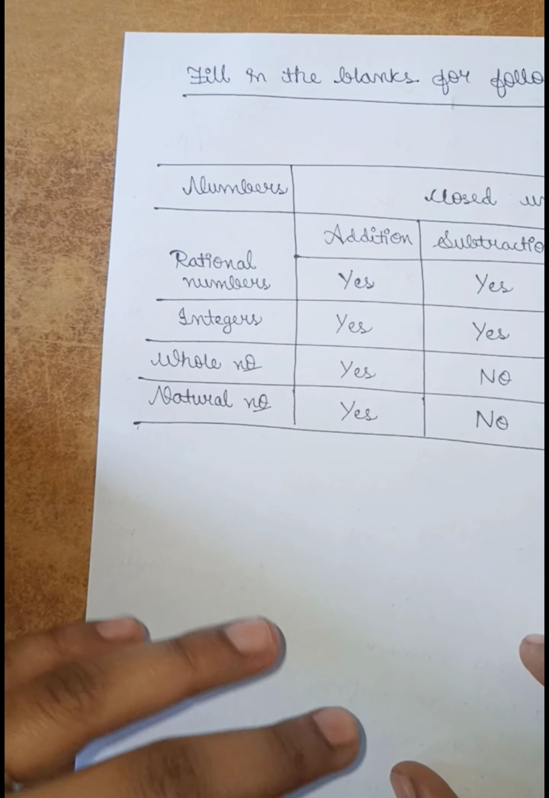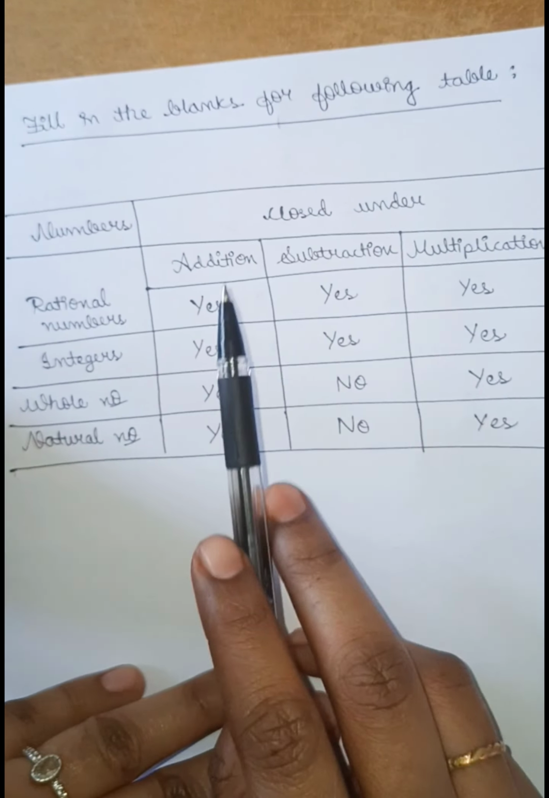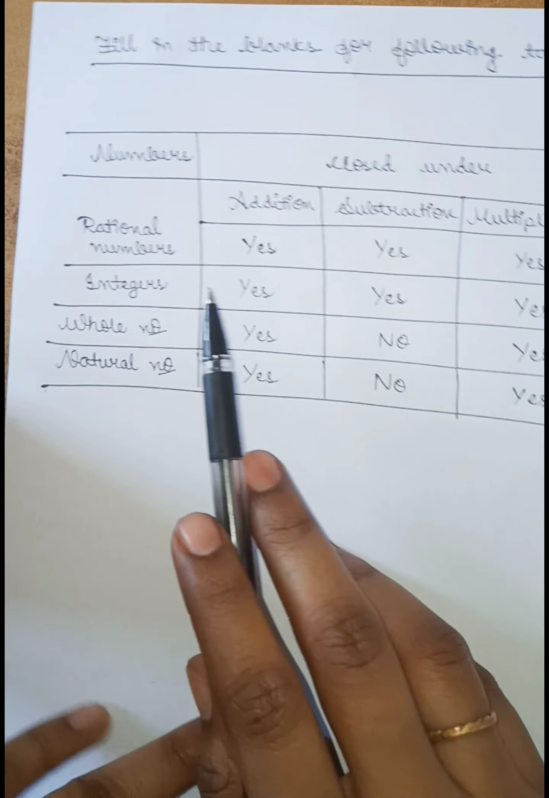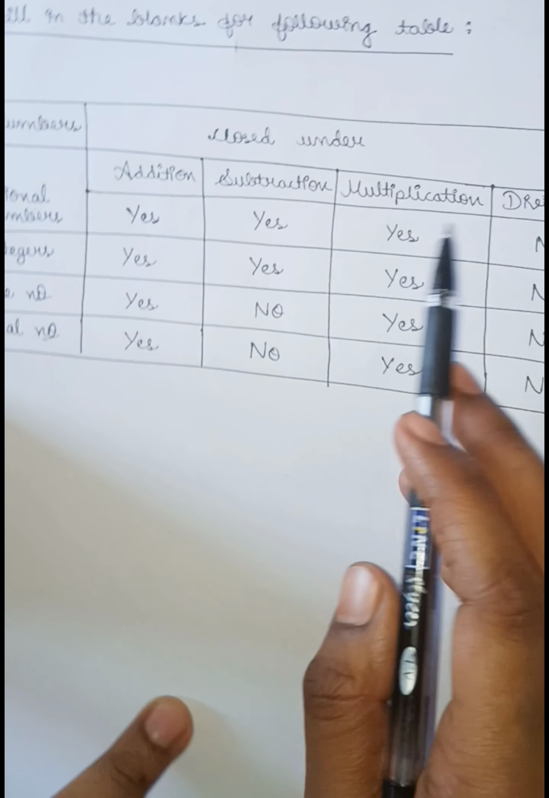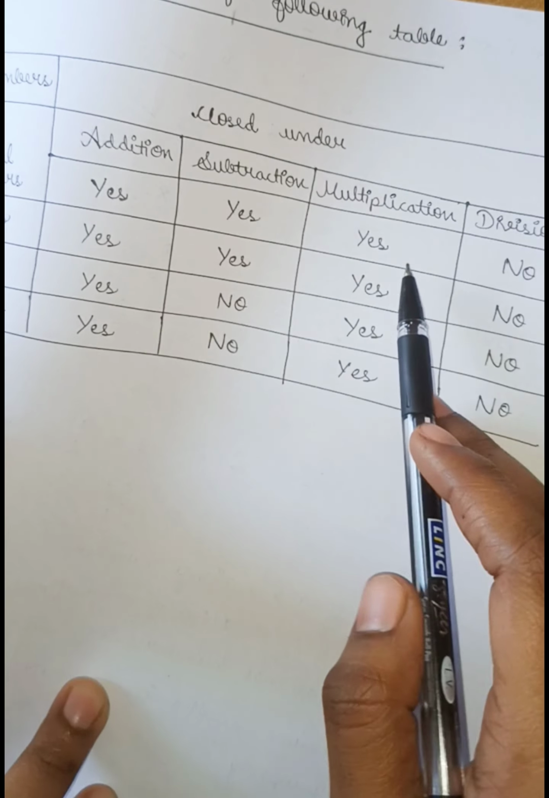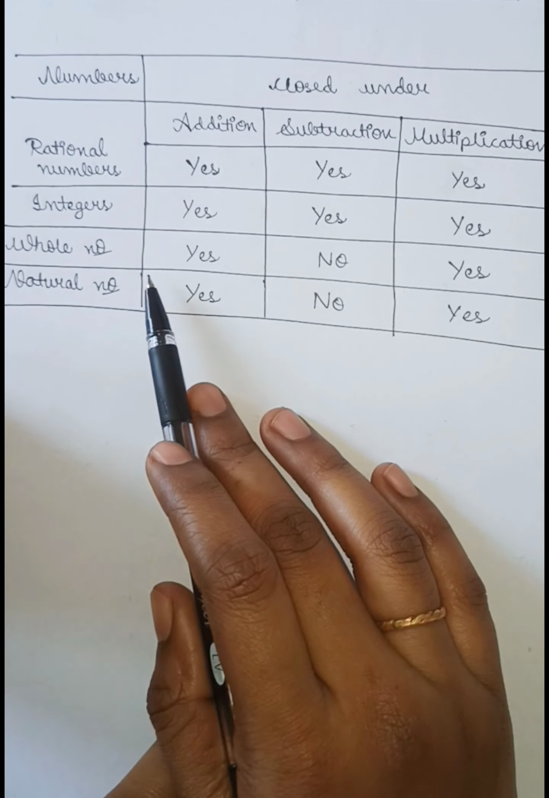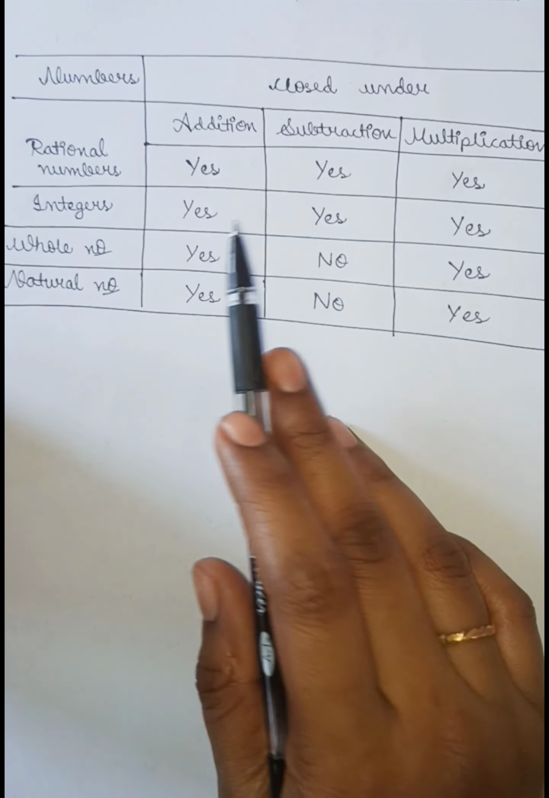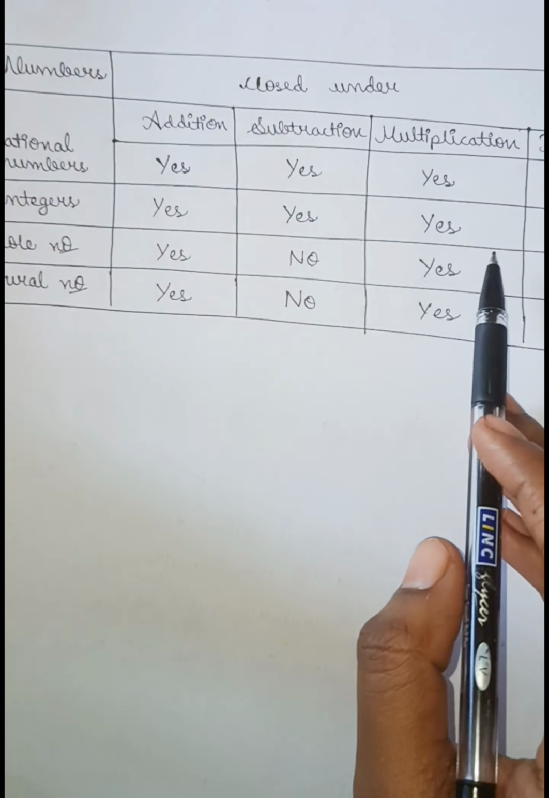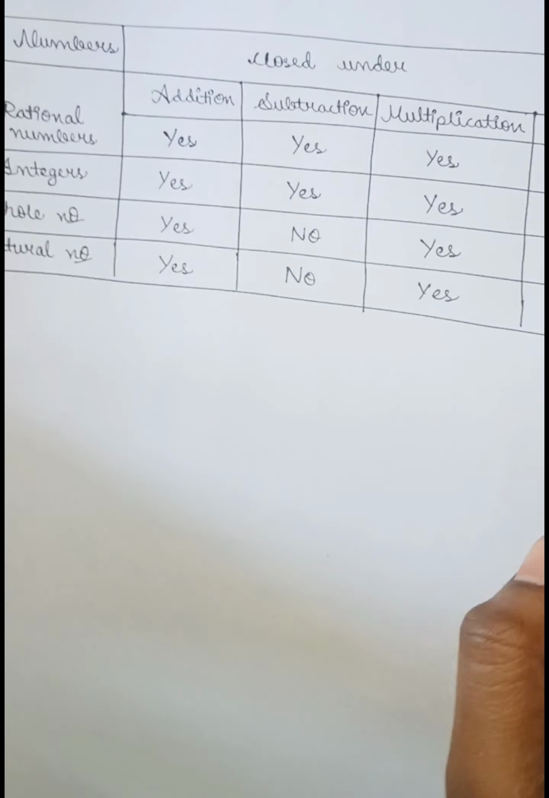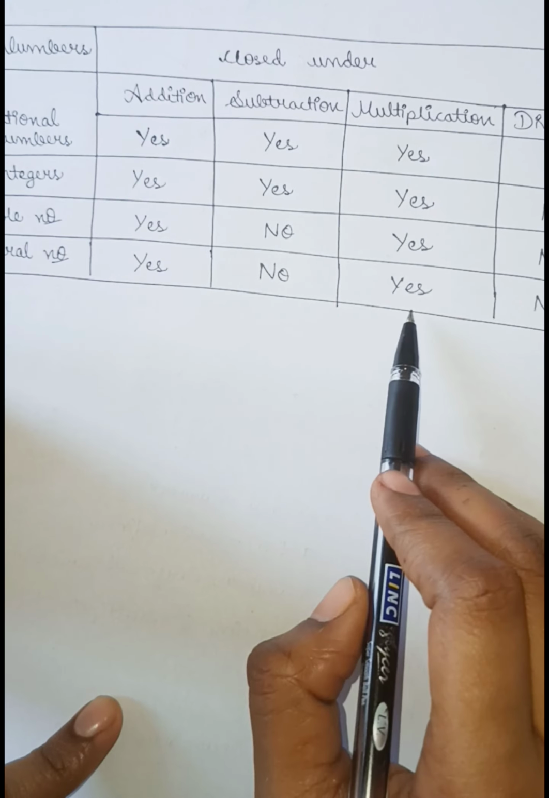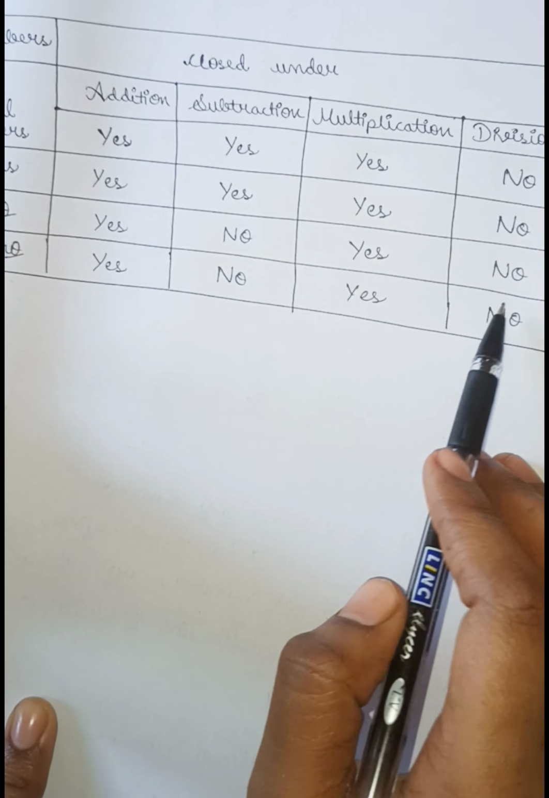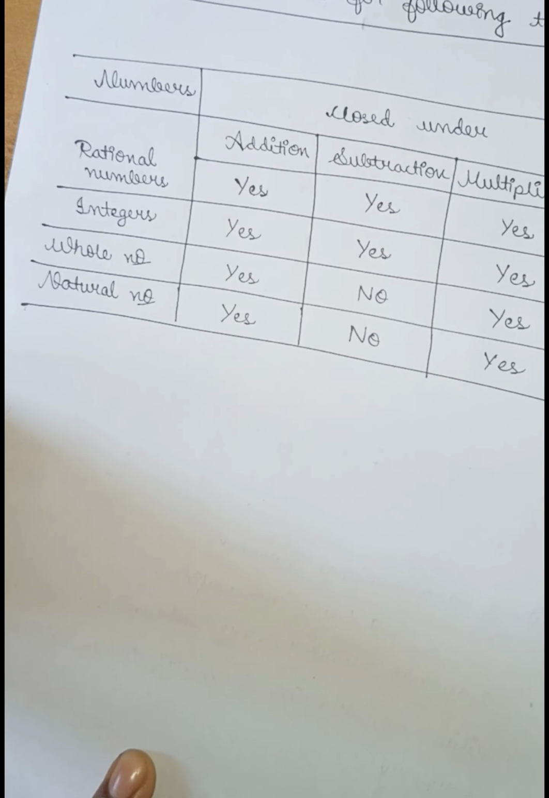Let's move on to the exercise given in the textbook. Fill in the blanks for the following table. For the rational numbers, as we saw, addition, subtraction and multiplication are closed, but division is not closed. And for integers, it is the same. Addition, subtraction and multiplication are closed, but division is not closed. But for whole numbers and natural numbers, only addition and multiplication are closed, and subtraction and division are not closed. Okay, thank you.